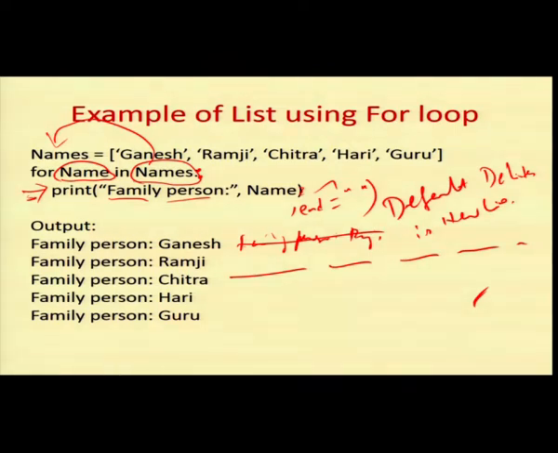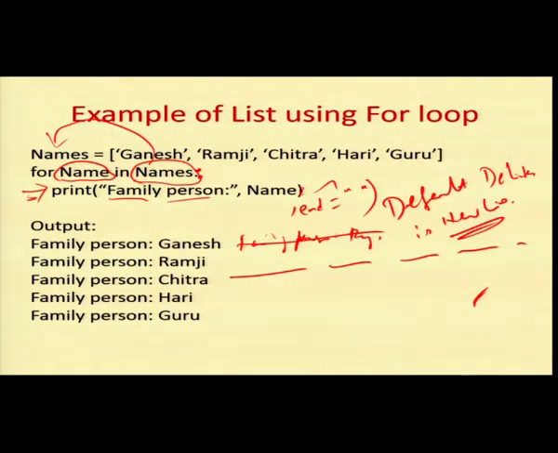The default delimiter for the print built-in function is new line. If you want to change it to tab, or space, or hyphen or full stop or comma or whatever way you want it printed, you are supposed to give a keyword called end equal to quotes, give a space, quotes. If I give a space, it will take space. If I give comma, it will print family person Ganesh, comma, family person Ramji, comma, family person Chitra, comma, family person Hari, comma, family person Guru, comma. So likewise it will be printing. So this is the example of list using for loop.